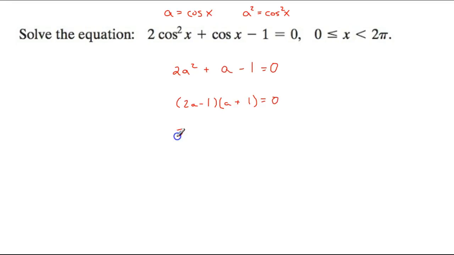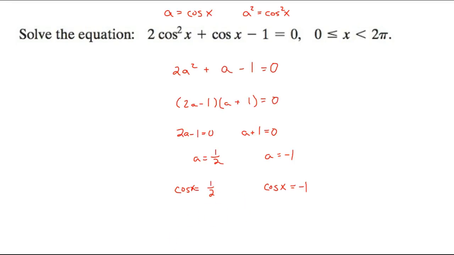And then if I solve each of these, I have 2a minus 1 equals 0, a plus 1 equals 0. Okay, so once I've got it factored, I just set each factor equal to 0. This one works out to be 2a equals 1, which means a equals a half. And this one works out to be a equals negative 1. Alright, but we've got to remember my equation was in x, so I need to switch back to x. And so what I end up with is two equations for cosine. I get the cosine of x is equal to a half, or the cosine of x could be equal to negative 1.